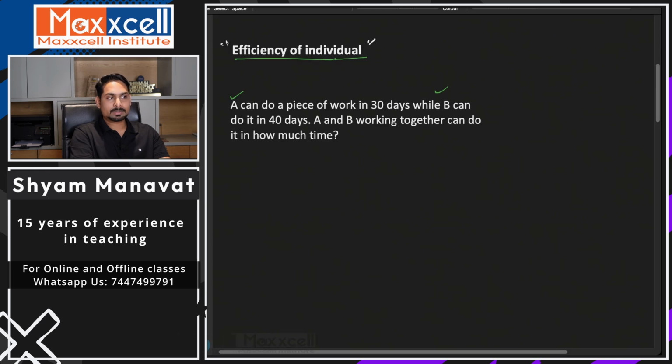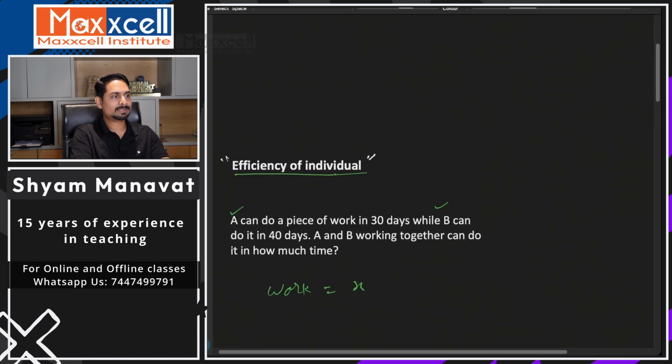Now A can do a piece of work in 30 days, B can do the same work in 40 days. Same work. So first we need to understand what the work is. Let me assume the work equals X. Now when you have individual people mentioned, first we will calculate the efficiency of each individual.